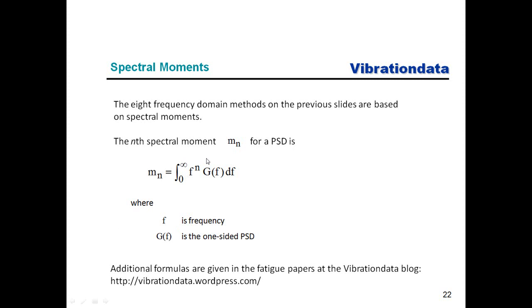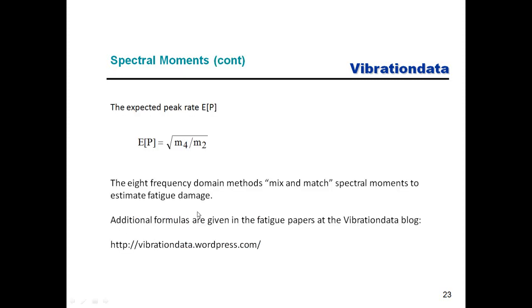And the researchers that I mentioned in the previous slides have, in a semi-empirical sort of way, used different combinations of spectral moments along with Rayleigh distributions and other types of distributions to come up with these approximate methods for doing rainflow directly from stress response PSDs. And here's just another parameter that they would refer to. If we take the fourth spectral moment divided by the second spectral moment, take the square root, that is equal to the expected peak rate, EP.